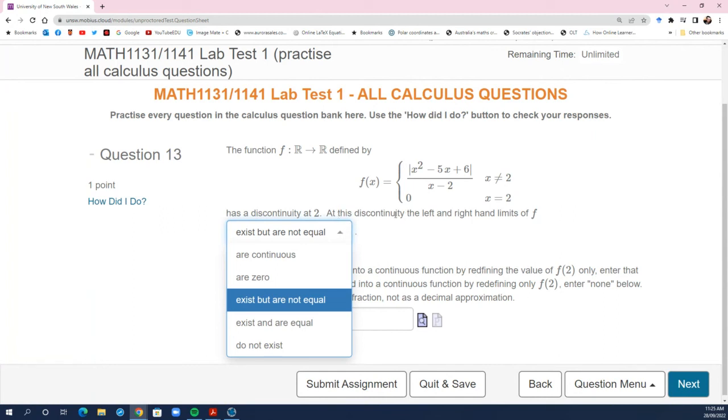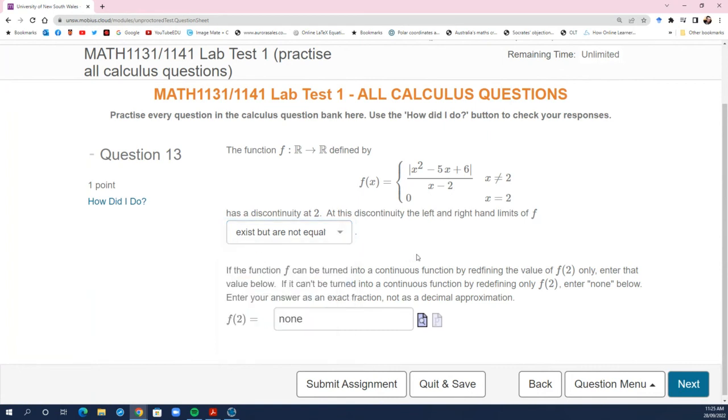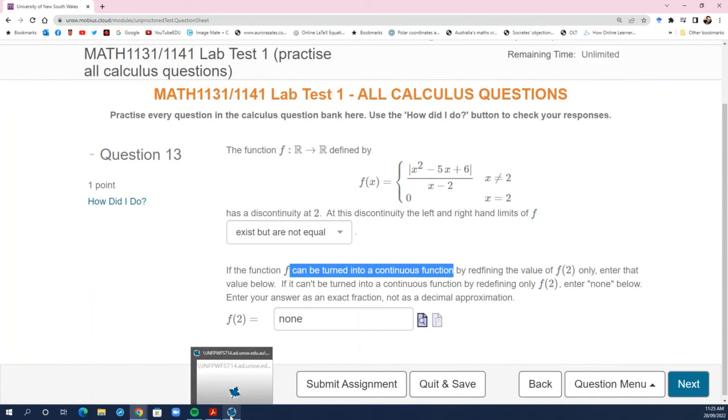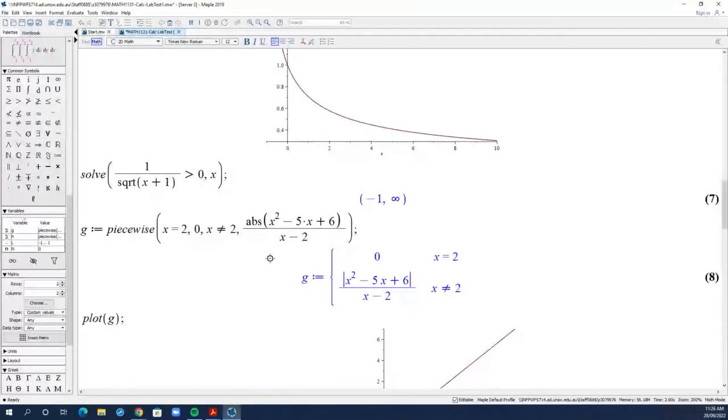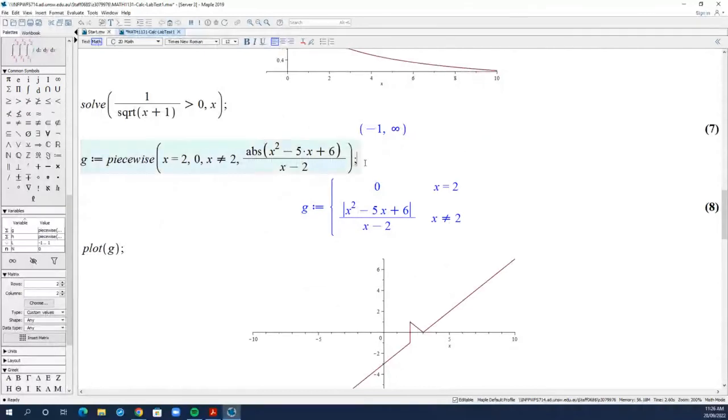At the discontinuity, at x equals 2, the left and right hand limits of f... And then they ask you about how you can turn the f into a continuous function, right? So one of the ways you can do this is to use the piecewise command in Maple. Okay, so this is probably something that you haven't seen before.